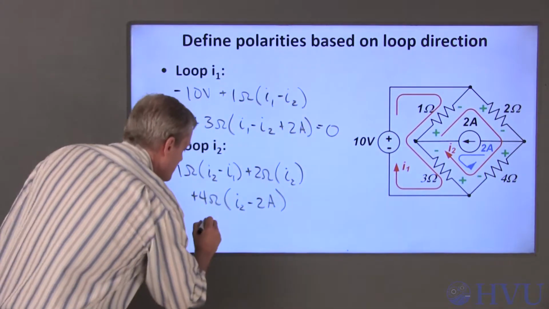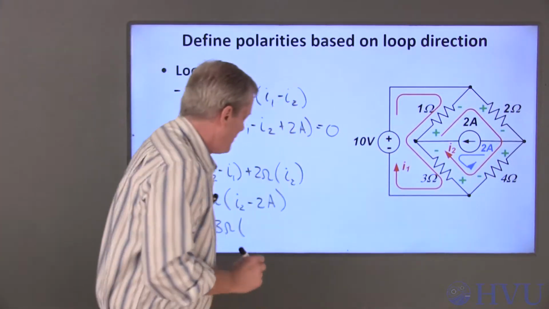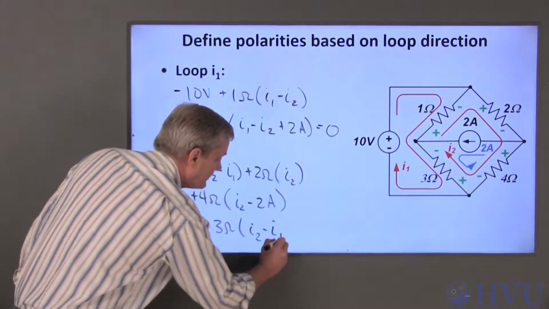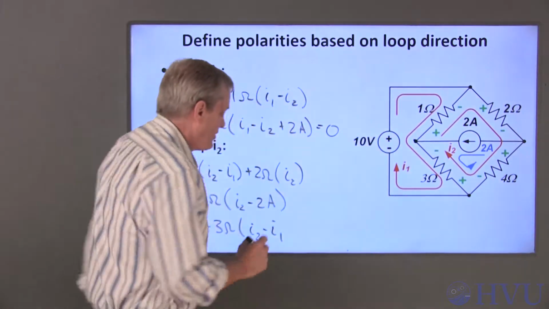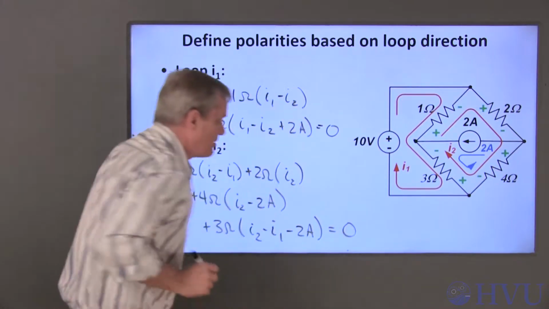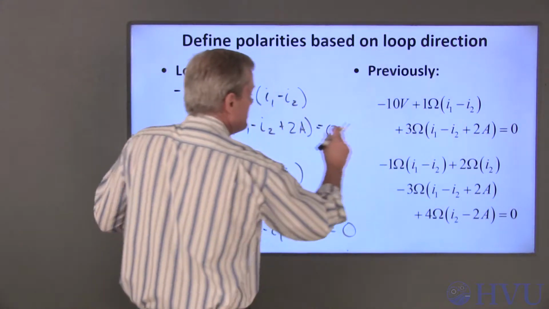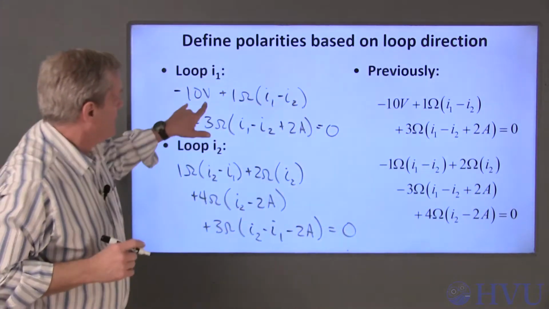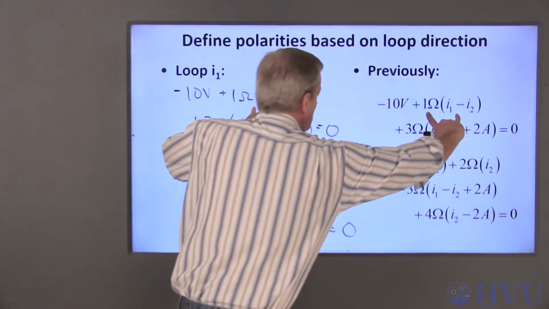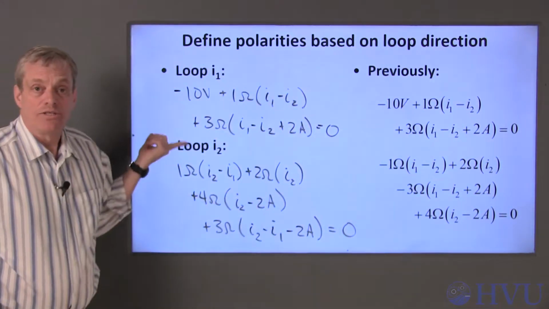Finally, for the 3 ohm resistor, I2 enters the positive terminal, I1 enters the negative terminal, and the 2 amp constrained current enters the negative terminal, so I subtract that. That brings me back to my starting point, so those sum to 0. Now let's compare these results with my previous results. Negative 10 volts is the same as negative 10 volts. This term is the same as this term, and this term is the same as this term. These two equations are identical.